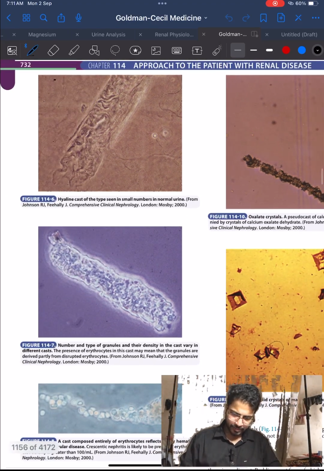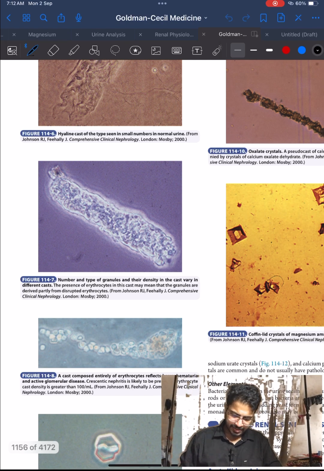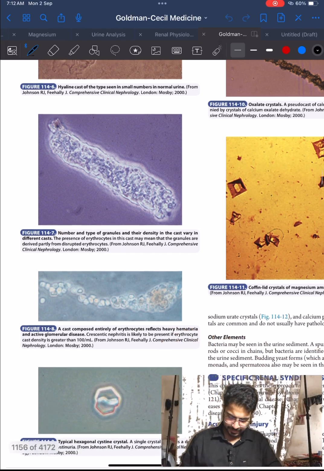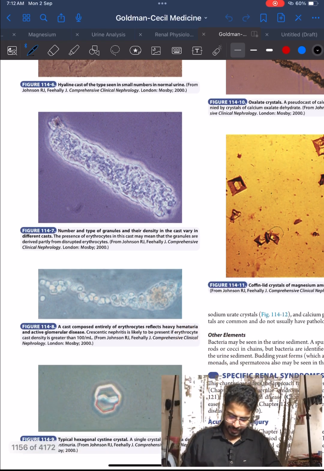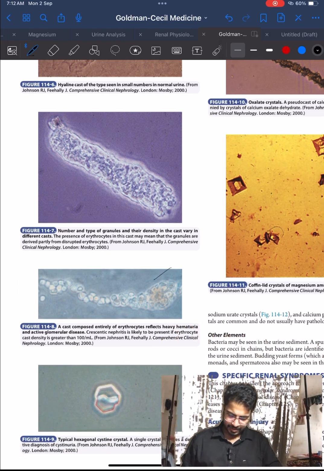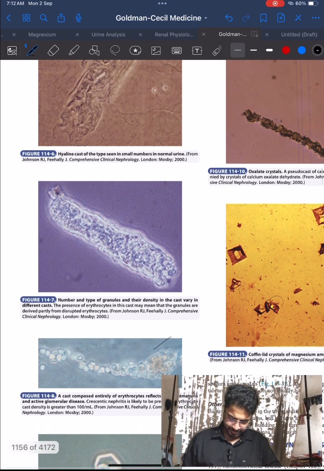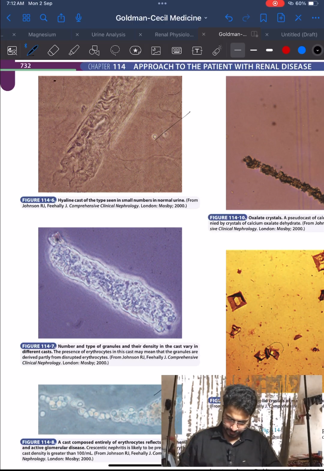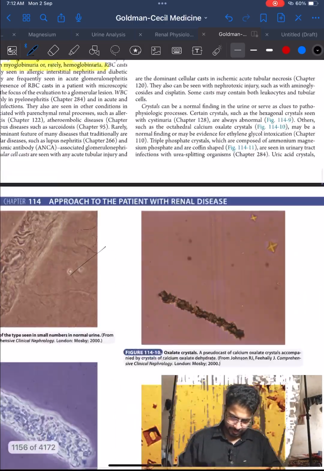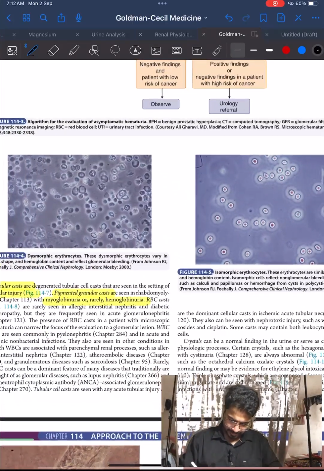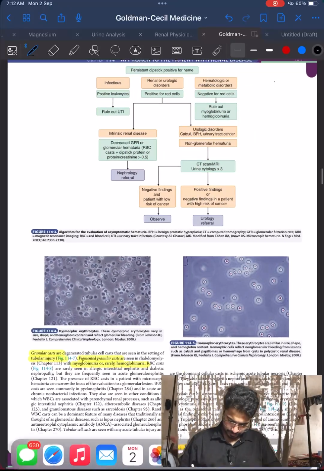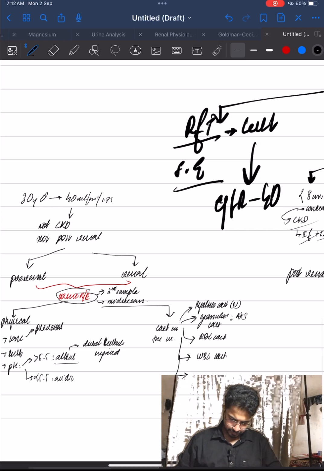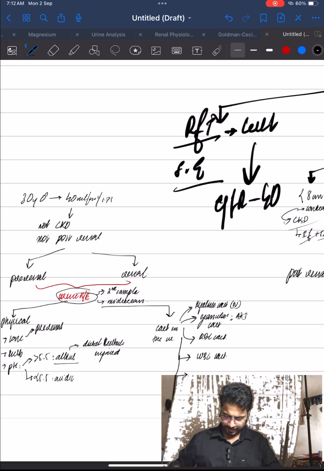So this is Goldman's. It's a very good book actually. This is the hyaline cast. This is the oxalate cast. This is the erythrocyte cast. This is the normal hyaline cast. Okay.